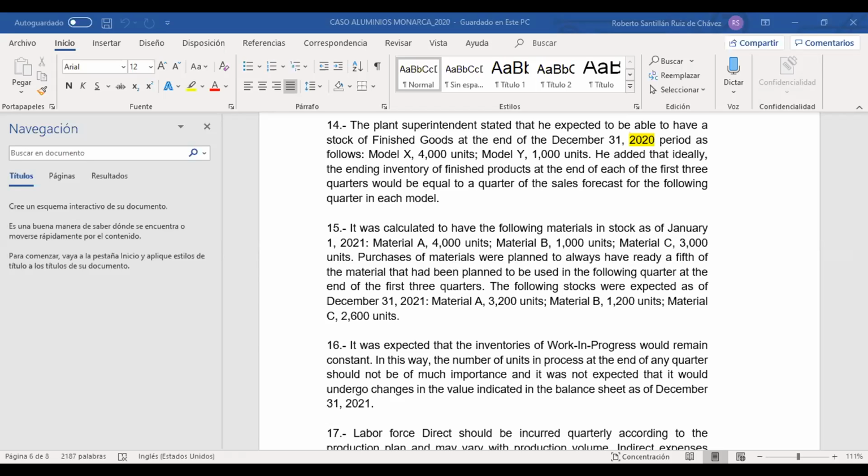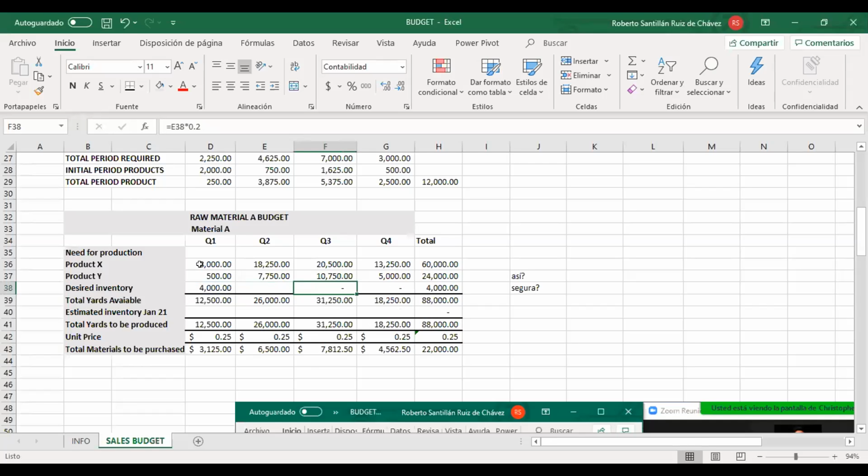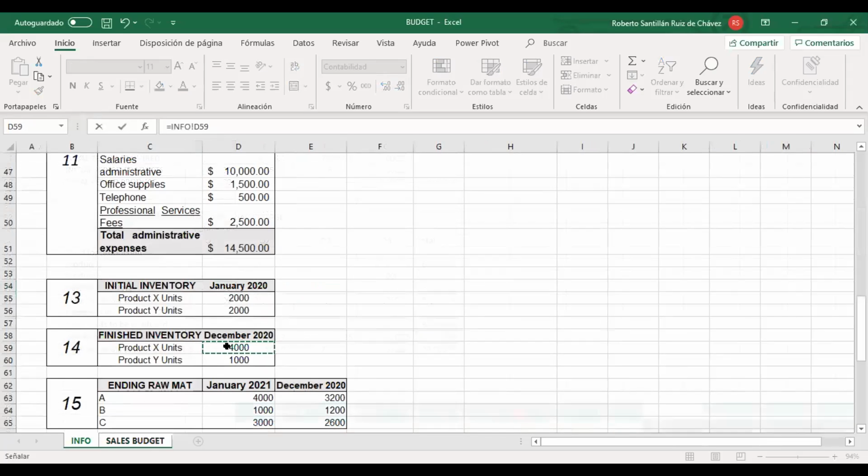I'm not seeing your screen. I'm seeing a Word document, so I don't know. 4,000, it's ending inventory. Okay, so it's the one in December, right? And you are in January, right?